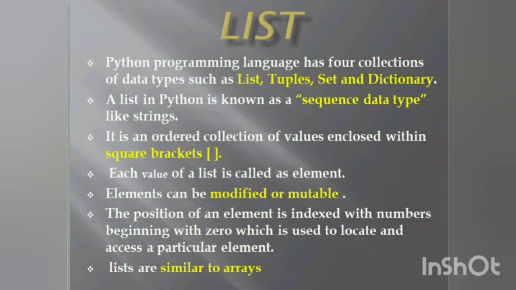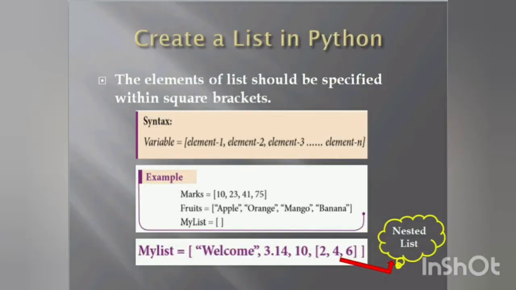Okay. Now we'll see how to create a list in Python. In Python, a list is simply created by using square brackets. Whenever you are using a list, you have to specify the list elements within the square brackets. Now let's see the syntax which explains the creation of a list.